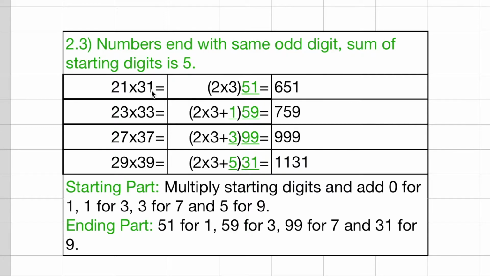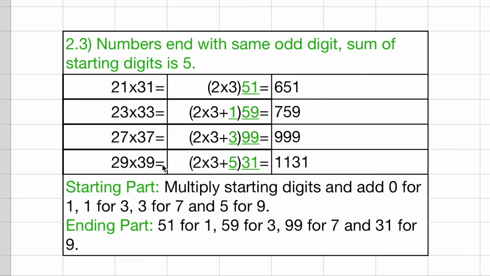Third special case, numbers end with same odd digit and sum of starting digits is 5. So numbers can only end with 1, 3, 7 and 9 because the case of 5 has already been addressed in the previous cases. So to find a starting part, multiply starting digits and add 0 for 1, 1 for 3, 3 for 7 and 5 for 9.